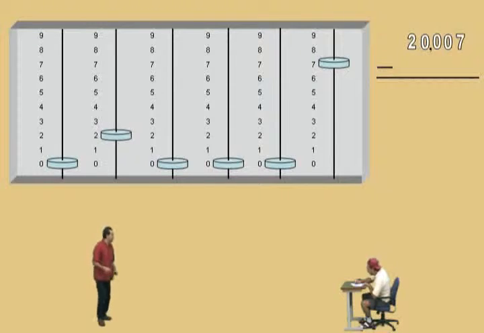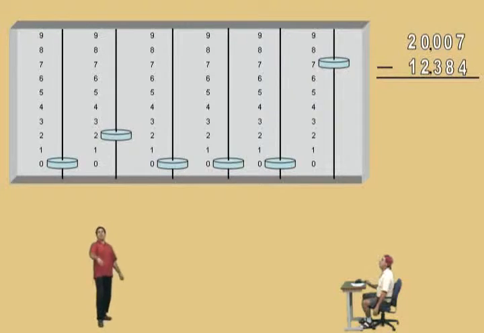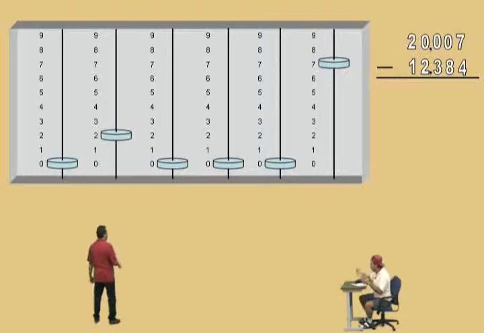Here it comes, Charlie. 12,384. There it is. Oh, this is going to be good. Okay, Charlie, here we go. Don't get scared. Let's start in the ones column.